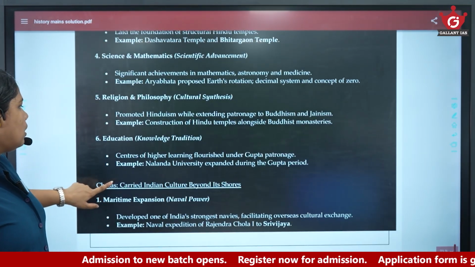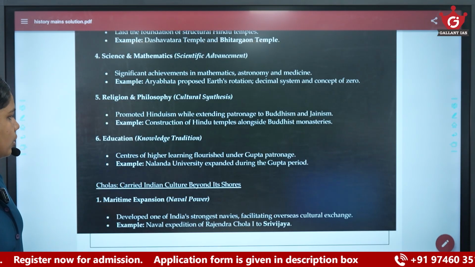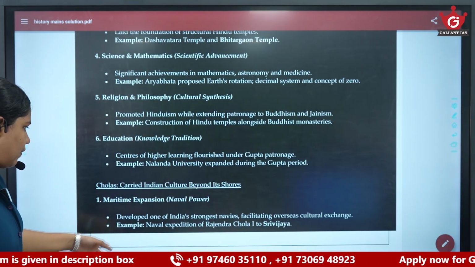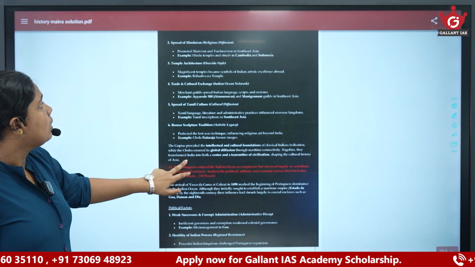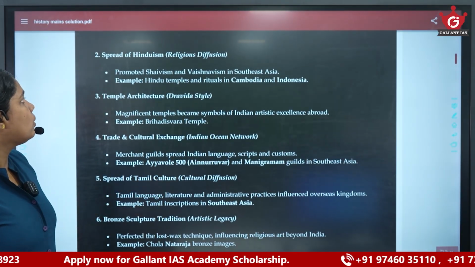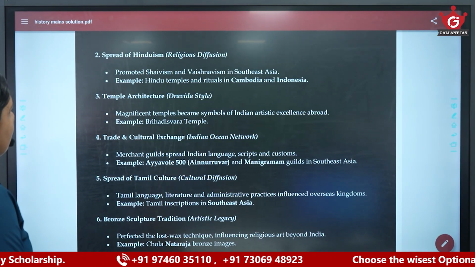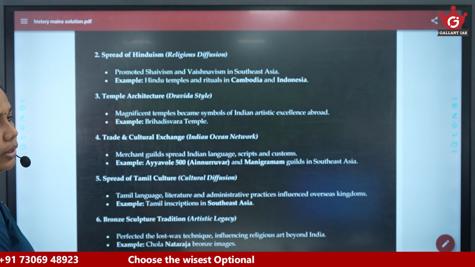Next is the next part of the question: how Cholas carried Indian culture beyond the shores. About their maritime expansion, you can talk about the naval expedition of Rajendra Chola to Srivijaya. Then the spread of Hinduism. They promoted Shaivism, Vaishnavism in Southeast Asia. Then Hindu temples, you can talk about temples in Cambodia and Indonesia.